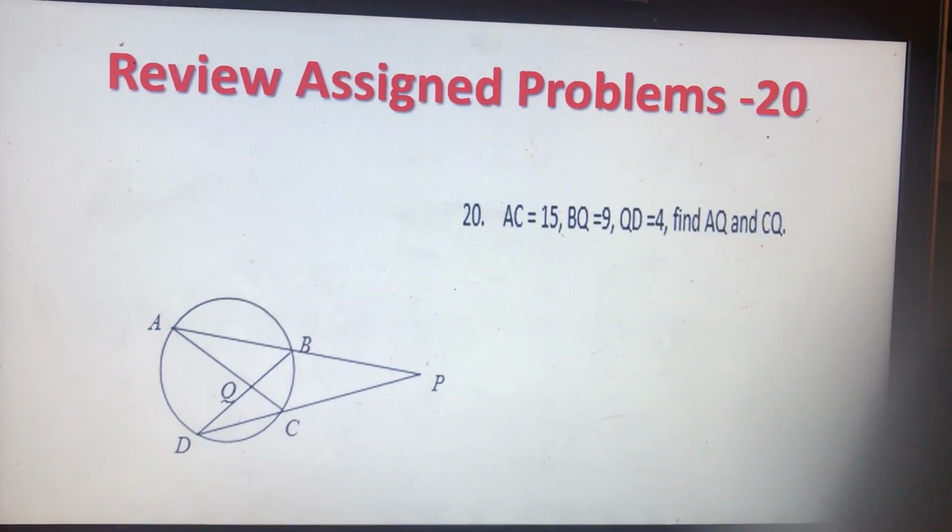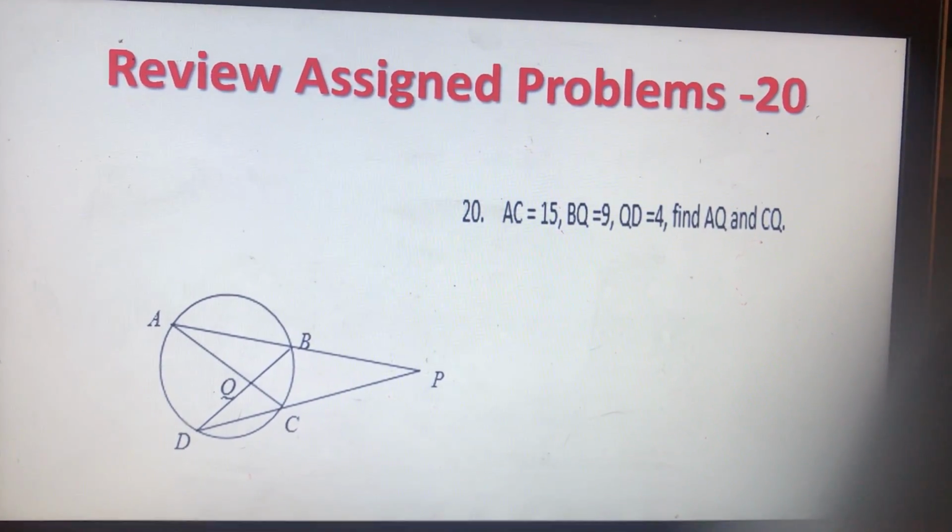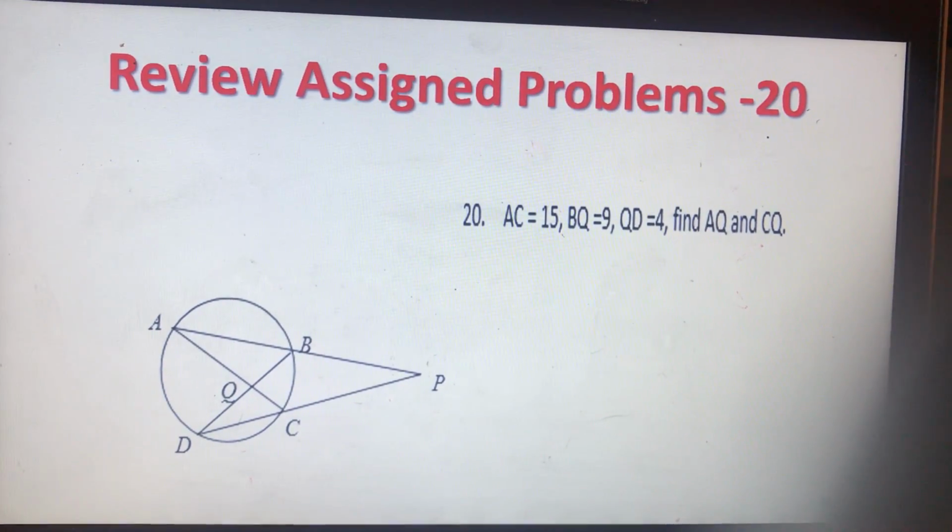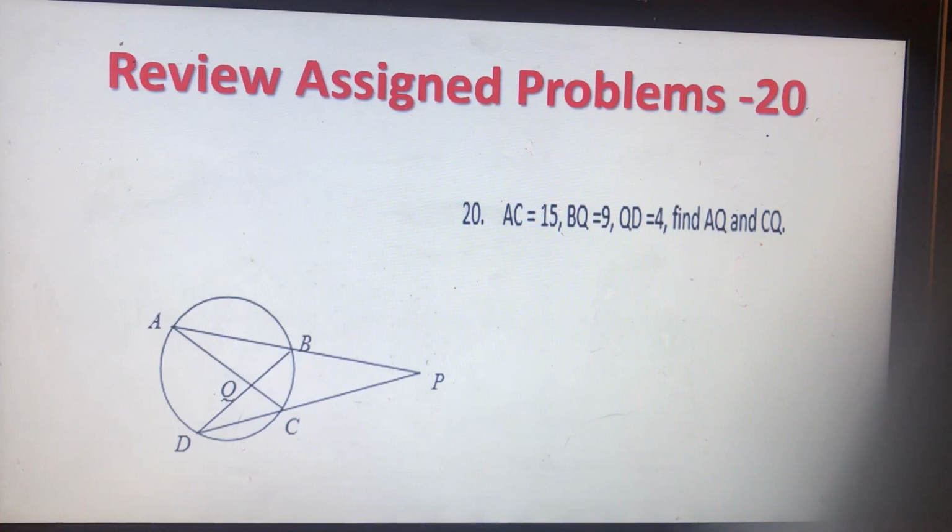And now we finish it off with number 20. Again, the same model. They're telling us that AC is equal to 15, BQ is equal to 9, QD is 4, and we need to find, in this case, AQ and CQ.